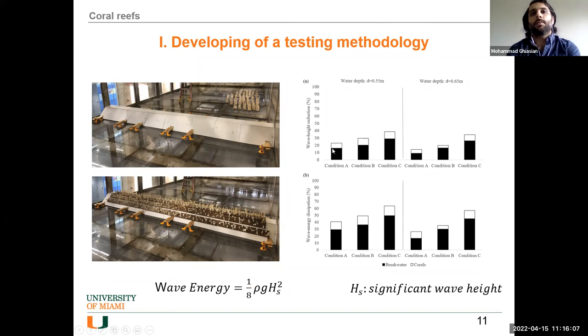And also the contributions of the corals and the reef structures in breaking and friction are not similar in every condition, which we knew, so we can quantify it. So the first step was successful. And then the second step started.